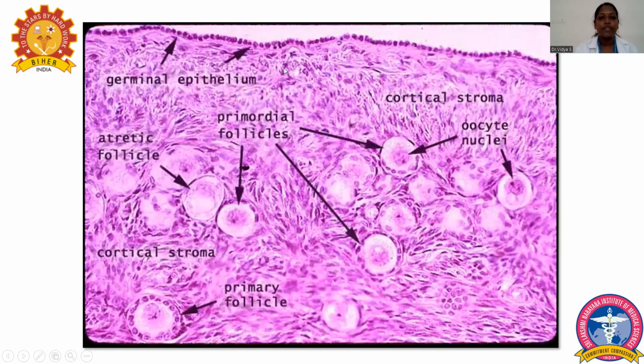This picture shows the layers of the ovary. The first one is the germinal epithelial layer, and you can see the follicles in the cortex, the stroma, and the oocyte, which is centrally placed with the nucleus, surrounded by a single layer of epithelium called follicular cells. So this is the primordial follicle.